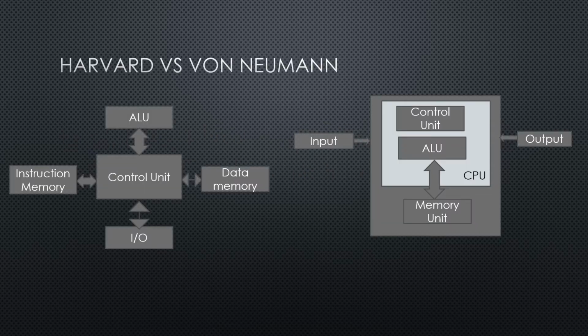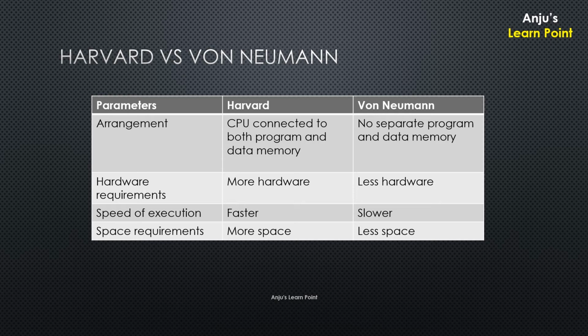As I already mentioned, embedded processors follow Harvard architecture. Now, how can you distinguish between a Harvard and a von Neumann architecture? Looking at the Harvard architecture, we can see that the CPU is directly connected with both program as well as the data memory separately. Looking at the von Neumann architecture, there is no separate data and program memory. Instead, a single memory is connected to the CPU.